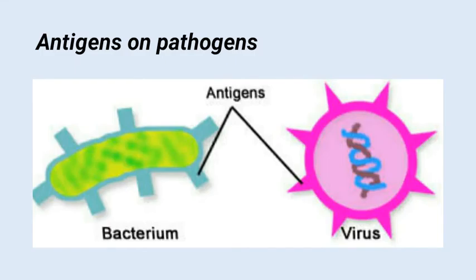Here is a picture which shows antigens on the surface of pathogens. Pathogens are disease-causing organisms like bacteria and viruses. You see the antigens on their cell surface membrane and cell wall. It can be cell membrane or cell wall, depending on the organism.